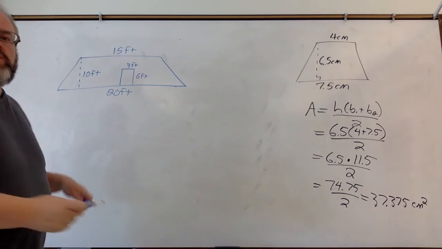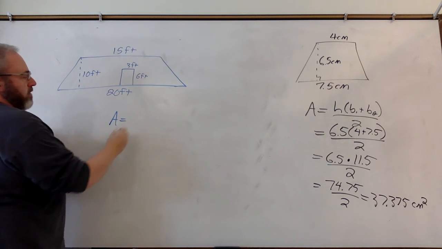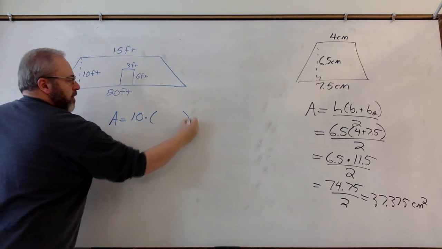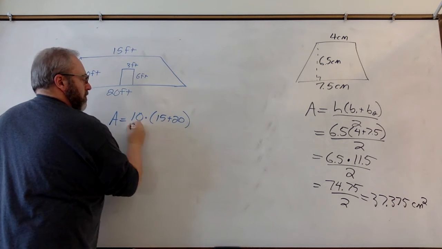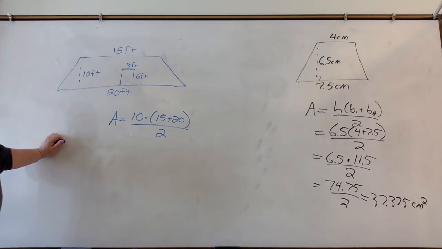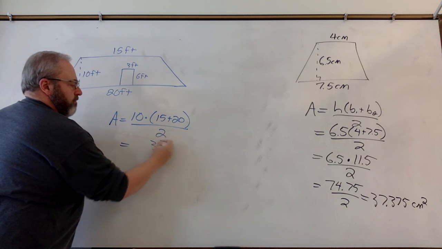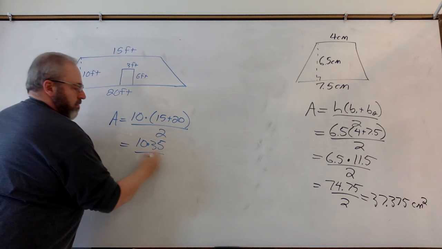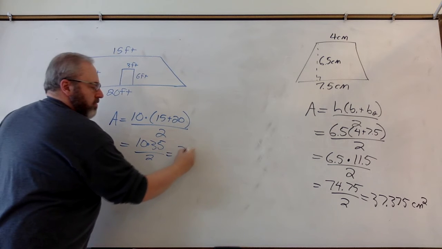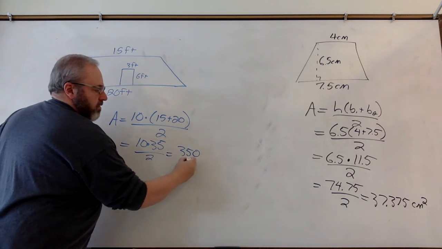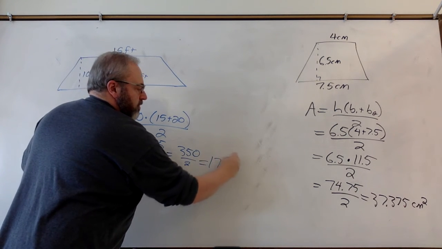So first, let's get the area of the entire trapezoid first. So the area is the height, which is 10, times our two bases added together, and then divide the whole thing by 2. 15 plus 20 is 35. Bring down our 10, bring down our divide by 2. 10 times 35 is 350. Divided by 2. 350 divided by 2 is 175.